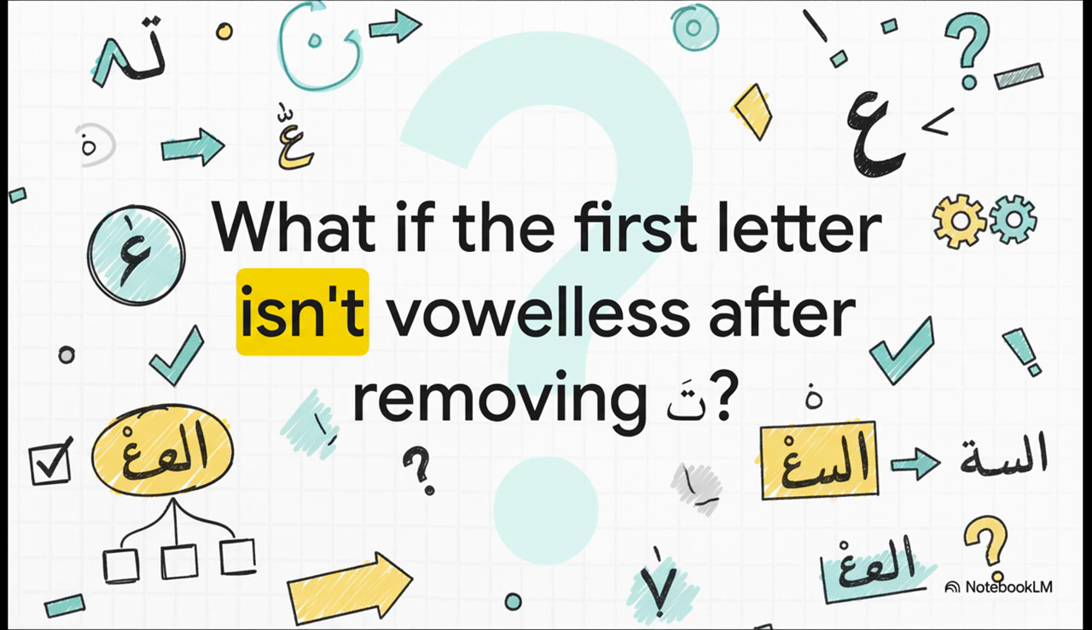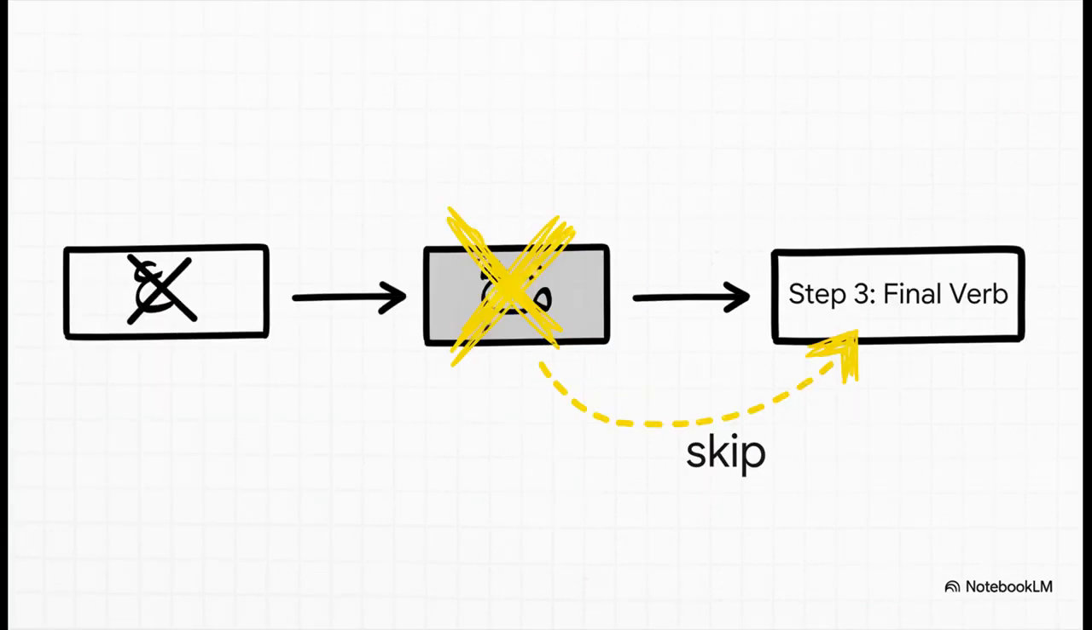What happens if after we drop that ta, the word is already pronounceable? What if we don't need a helper vowel? Well, for a whole bunch of the most common derived verb patterns, that's exactly what happens. You take off the ta at the beginning, and the first letter of what's left, well, it already has a vowel. It's already pronounceable. So that whole step about adding a hamza wasl, yeah, you just skip it entirely.